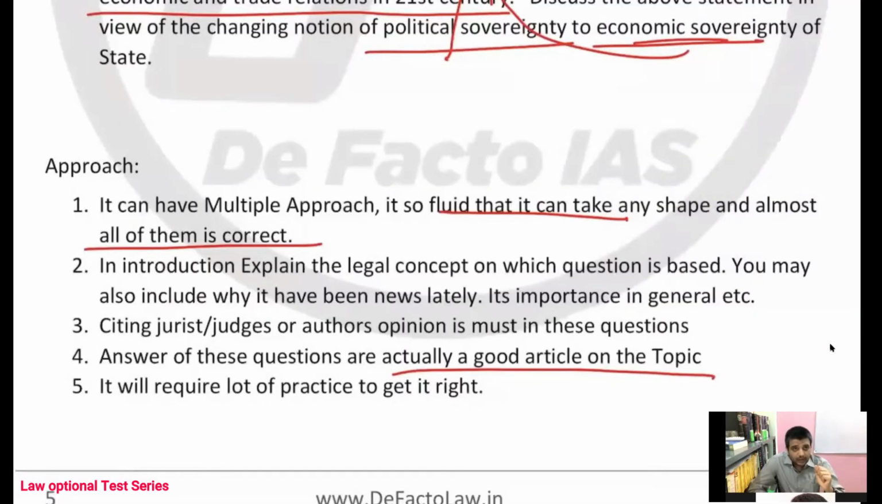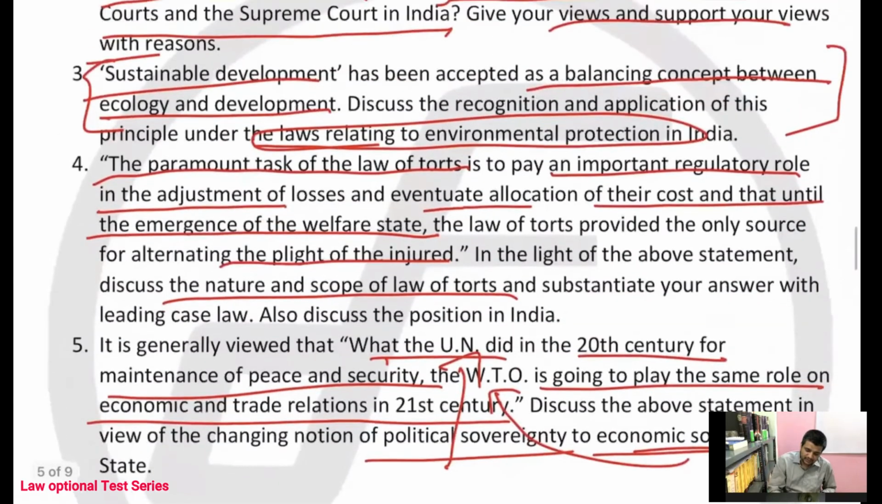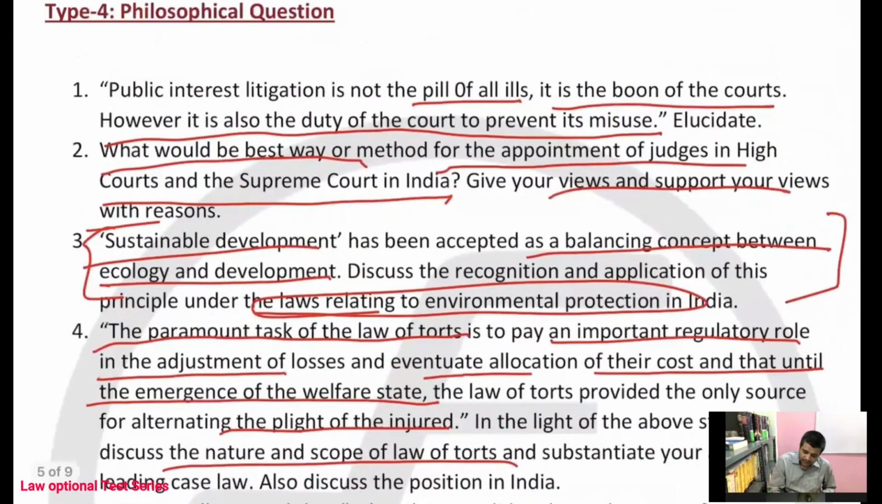Now, when you see this, what approach can you take? As I have told you, the approach can be practically anything. There is no exact or correct approach. Here, what you will do is try to explain the concept on which the question is based. Suppose question number one is based on PIL, so first you will explain the PIL.